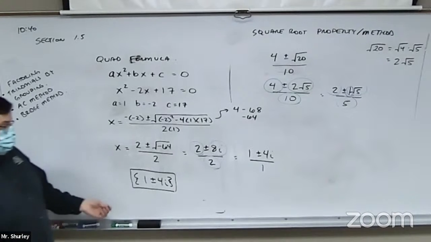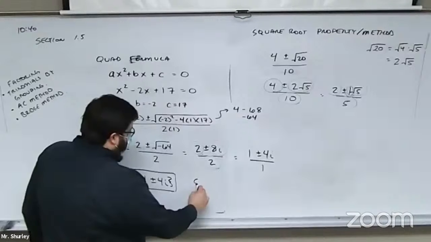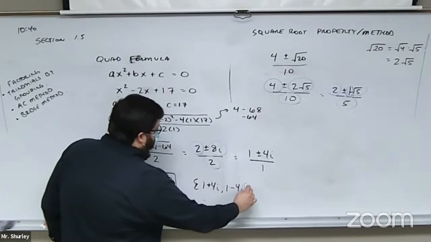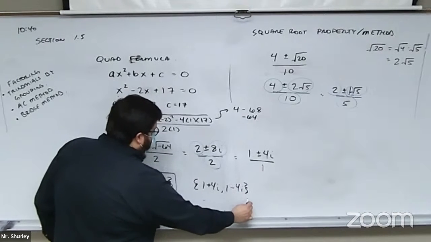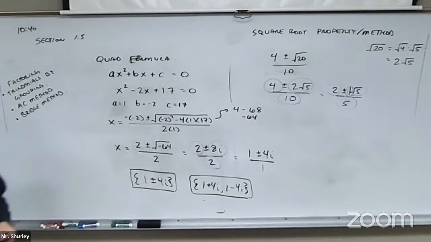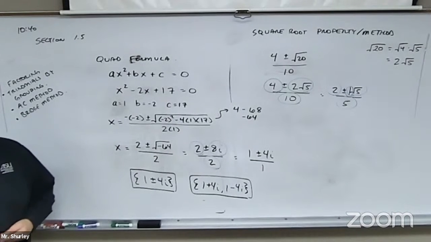Now, I do want you to understand that if for some reason on the test this was written as 1 plus 4i and 1 minus 4i, it's the same answer, okay? It's just 2 different ways to write the same exact answer, okay?